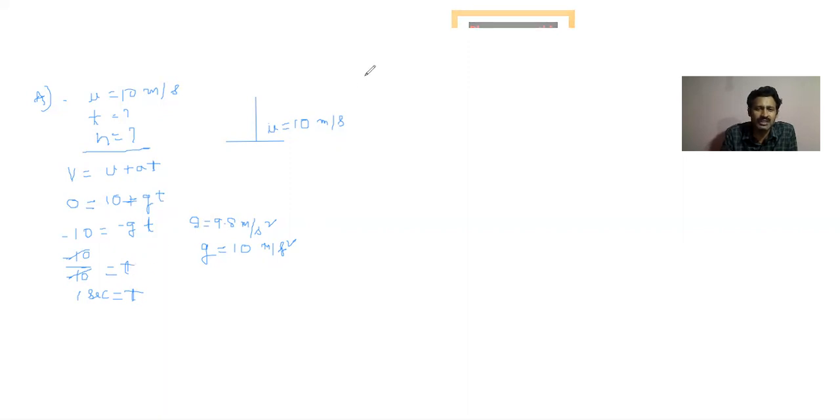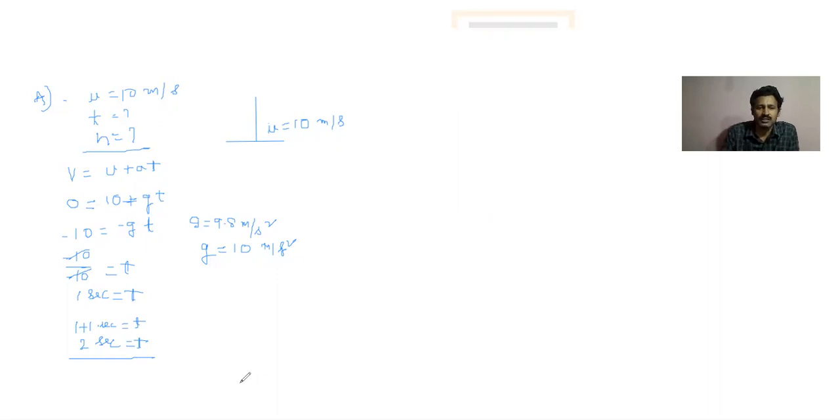Now the body has to return back to the ground. For a body projected upward, the time of ascent equals the time of descent, so the time will become double. 1 plus 1 seconds, that equals 2 seconds, is the time taken to reach the ground.